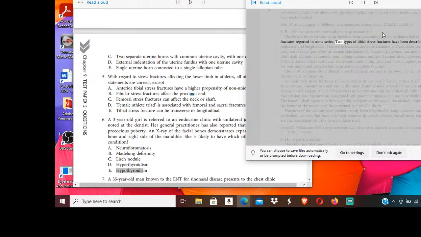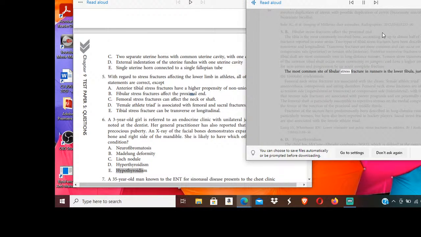Reported in some series. 2 types of tibial stress fractures have been described: transverse and longitudinal. Transverse fractures are more common and can occur on the compression side, posterior, or tension side, anterior. Posterior transverse fractures of the tibial shaft are most commonly seen in long-distance runners. Tension stress transverse fractures of the anterior tibial shaft occur more commonly in jumpers and have a higher propensity for non-union and progression to an acute complete fracture.